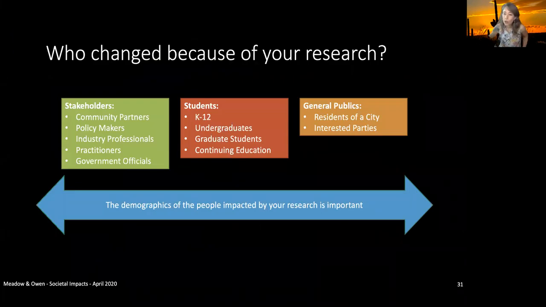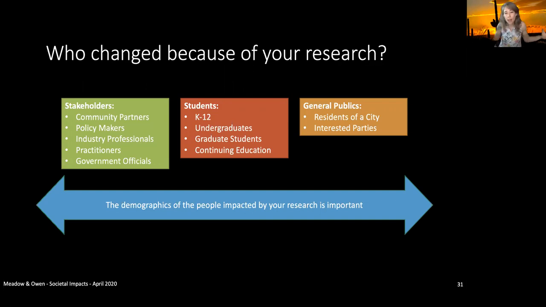So calling out who you are impacting, there are multiple ways to categorize for whom things changed or improved because of your research. These are some common categories: your stakeholders and community partners, policymakers, practitioners, officials. Another category might be students that you're working with, K through 12, undergrads, graduates, or continuing education folks. And then maybe it's the general public, so residents of a city or interested stakeholder parties.